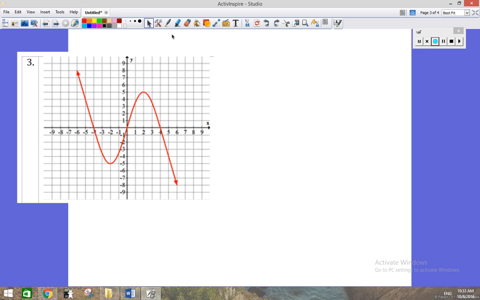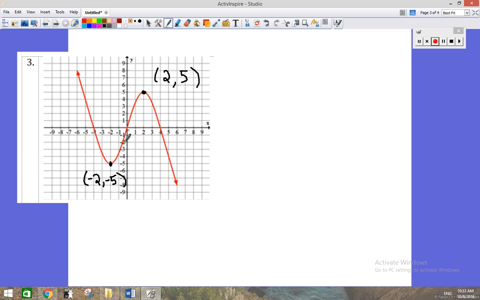Now, if we pick any point on the graph, it doesn't matter what it is, here it's 2, 5. If both the opposite of x and the opposite of y is also a point on the graph, for all points, it's an odd function. The opposite of 2 is negative 2. The opposite of 5 is negative 5. Negative 2, negative 5 is a point on the graph.